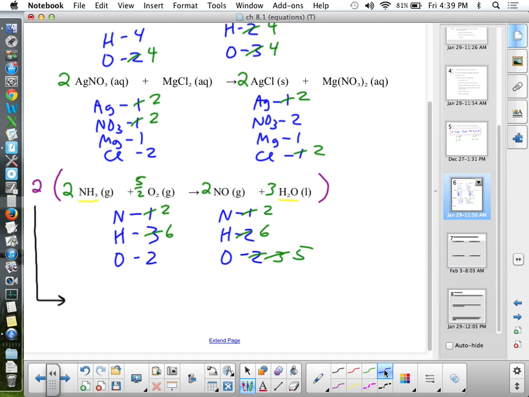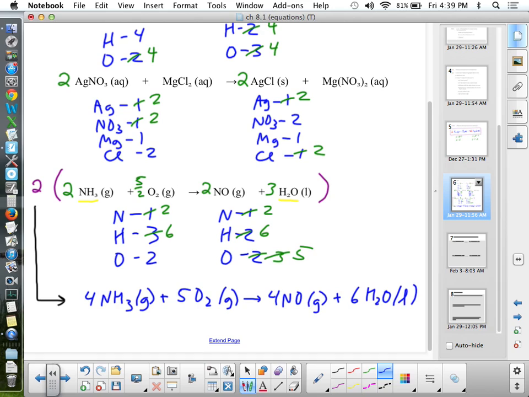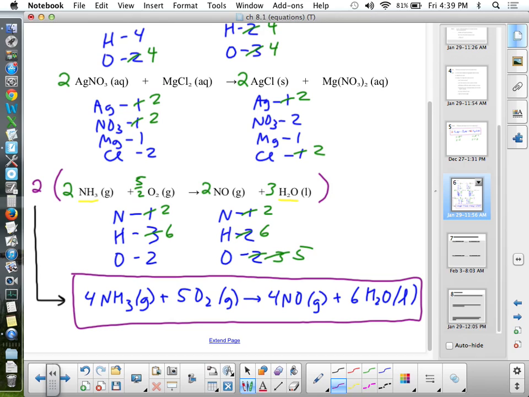Now I can't leave it like that, so I'm simply going to have to rewrite it. That's not a big deal. So 4NH3 plus 2 times 5 halves is 5O2 reacts to form 4NO plus 2 times 3 is 6H2O. Let's do a quick check. I've got 4 nitrogens on each side. I've got 12 hydrogens, and I've got 10 oxygens on each side, and I am good. This technique where you temporarily use a fractional coefficient is actually quite common and quite powerful.